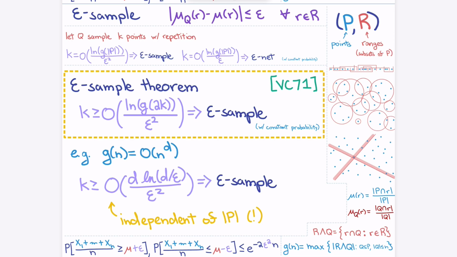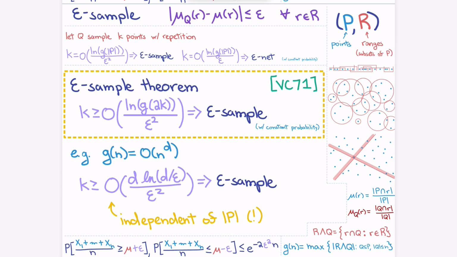So it's presented a little bit funny, a little recursively. It says if k is at least the logarithm of the growth function of 2k, over epsilon squared, you'll get an epsilon sample with constant probability. What does it mean when k is greater than or equal to log of growth of k? So let's plug in g of n is equal to n to the d. So for disks in a plane, d was 3. What if the growth function is a polynomial and d is the exponent? Then if you set k to be at least d log d, you'll find that k is at least log g of k.